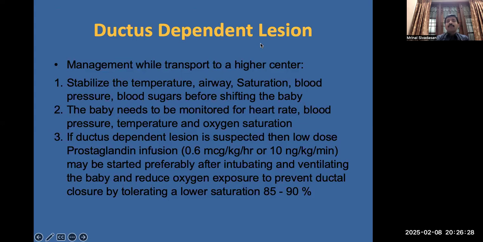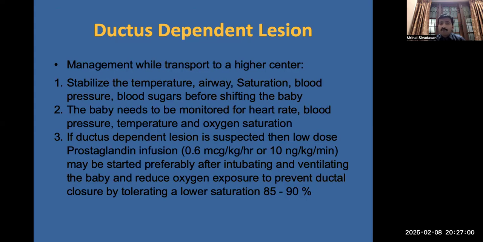Now, there is something called a ductus dependent lesion, where the survival of the baby depends on the patency of the ductus arteriosus. In such babies, there will be central cyanosis, or the baby may be in shock. If you suspect cardiac disease and the baby does not have too much tachypnea but a lot of tachycardia, there may be central cyanosis, and it may be a ductus dependent lesion. In such cases, you have to stabilize the temperature, airway, saturation, blood pressure, and blood sugar.